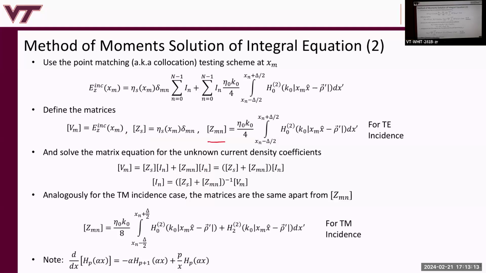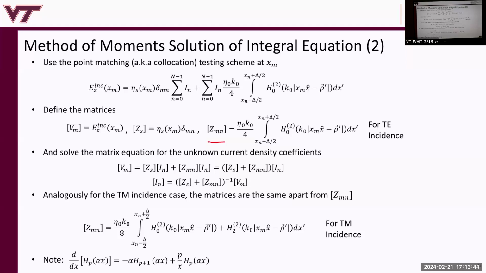So now here's our integral equation in matrix form. Vm equals Z sheet times In plus ZMN times In. Before we just had ZMN times In equal to Vm. Now we have this extra part, which is for the impedance sheet. We can factor out the In, we get Z sheet plus ZMN times In, and we can solve for In, assuming we knew the sheet impedances at all these match points. And for the TM case, you get this impedance matrix.